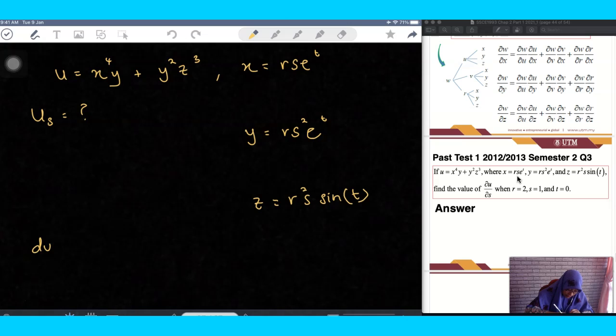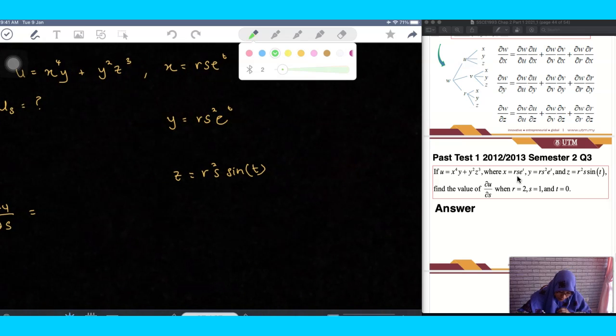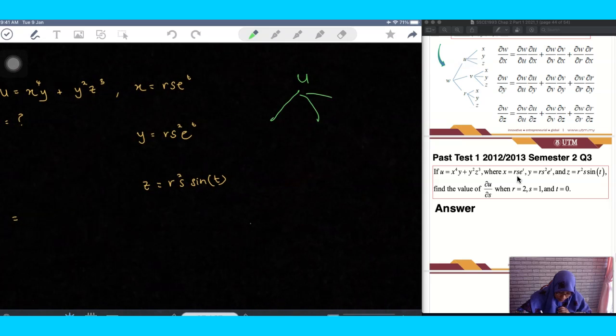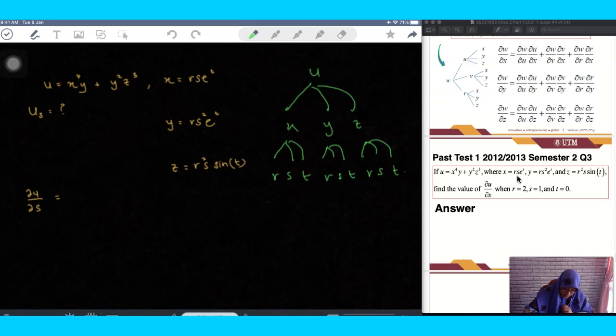So to get du over ds, we should use partial derivatives, because we have more than 1 parameter. So ∂u/∂s. So where is the formula? Now as I told you before, don't memorize. You should understand how to obtain the chain. So the boss is u. Under u, you have x, y, z. And then you have r, s, t under each of them.